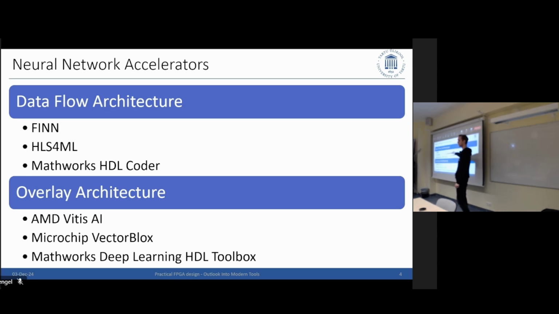You have FINN, HLS4ML. This from CERN, a huge initiative. This from AMD Xilinx, and then you have from MathWorks, MATLAB, Simulink. They have very good HDL or FPGA tools for chip design as well. And this is nice because they integrate this fully into the overall workflow. So you can have your neural network for signal processing, which you design for your Simulink application. You can put that directly into FPGA without much extra work.